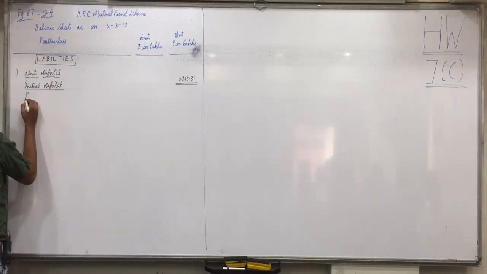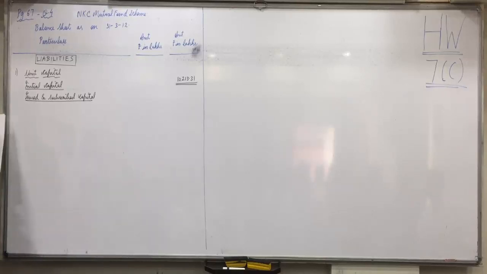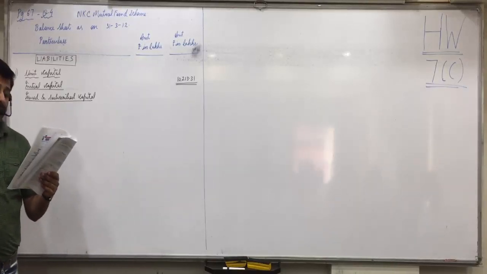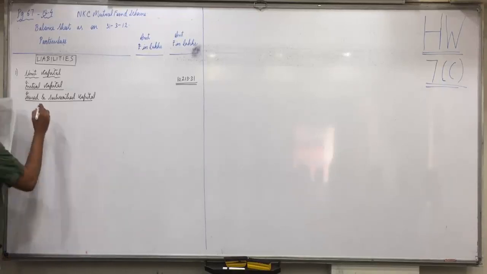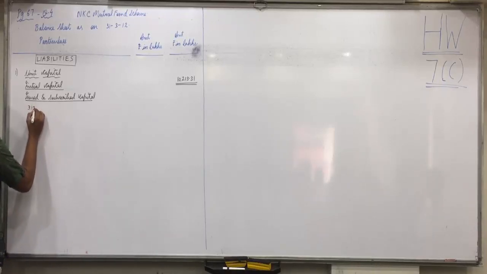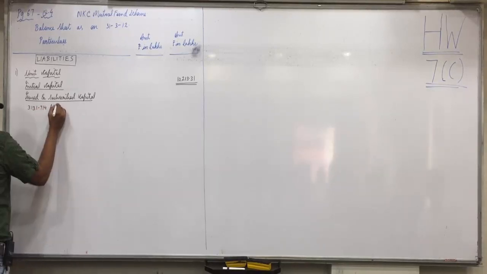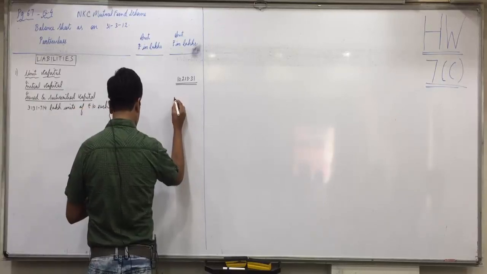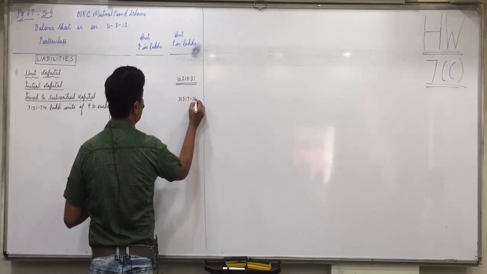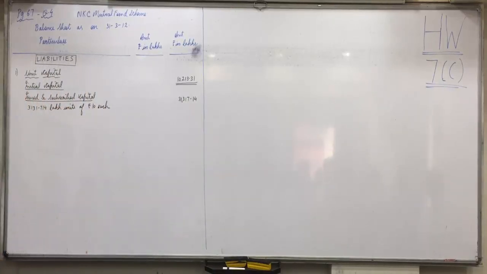Then issued and subscribed capital. Now units are of 10 rupees, so 31317.14 lakhs divided by 10 means you'll have 3131.714 lakh units of rupees 10 each, and then 31317.14. As I said, be careful with the values. Are you all clear with this?